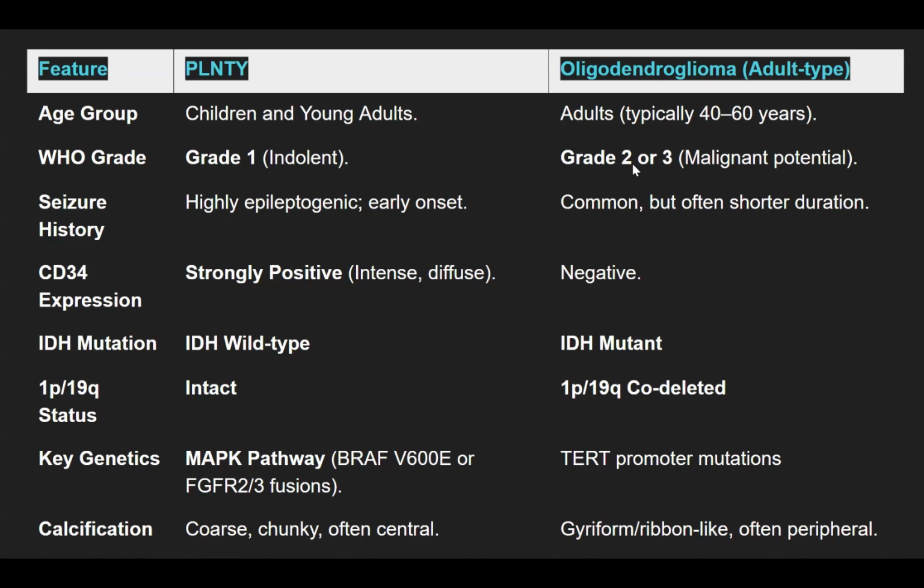Being grade 2 means that there is some malignant potential. When a tumor is grade 1, it is usually indolent. Malignant dedifferentiation is extremely rare. So this is a comparison chart, and I have started sharing the PPTs as well. So any of you who want to access the comparisons can do so from the PPT.